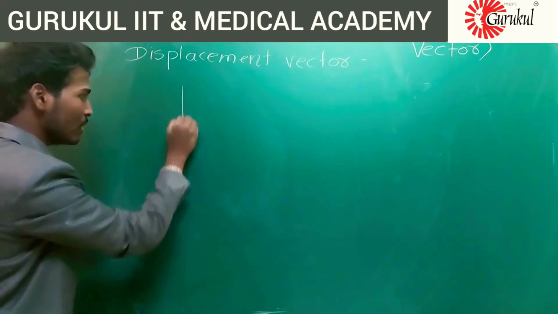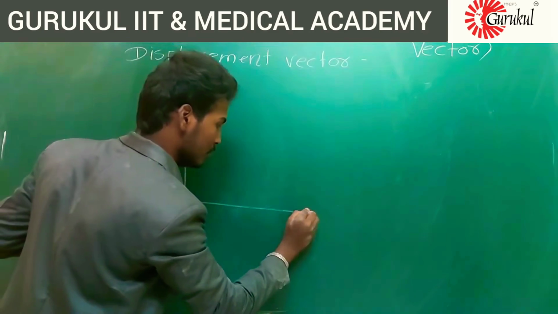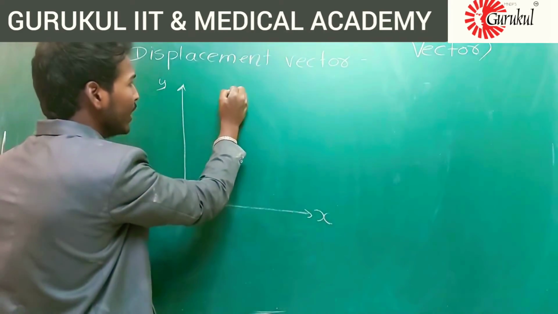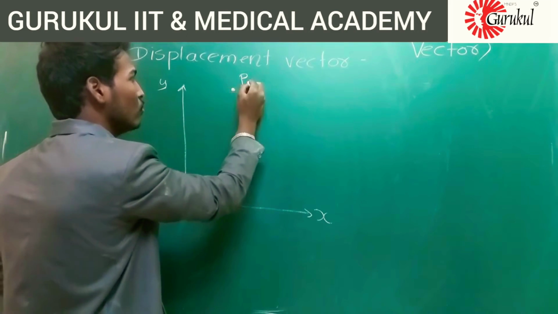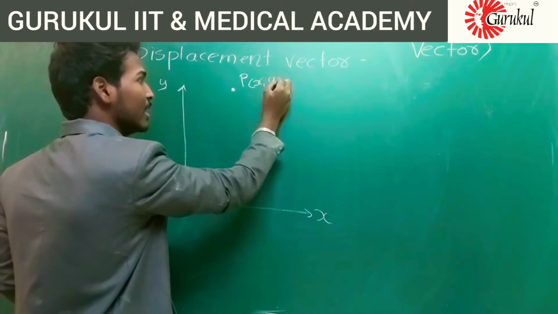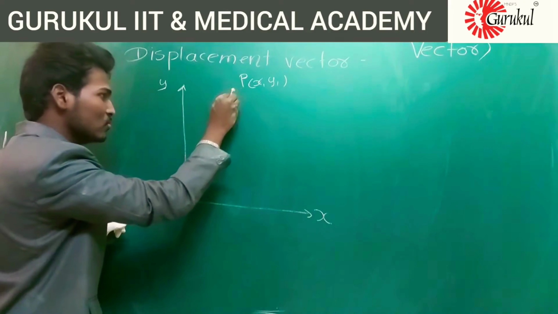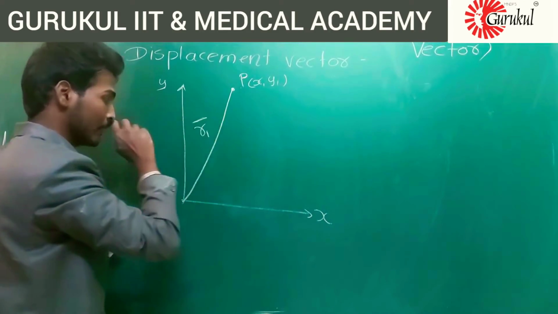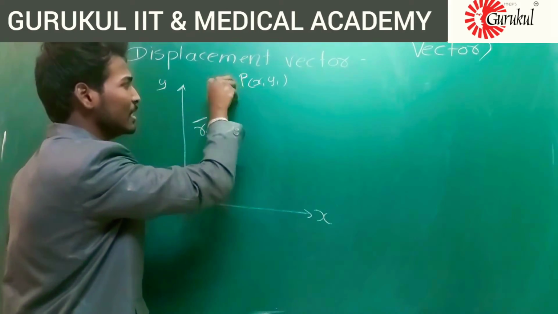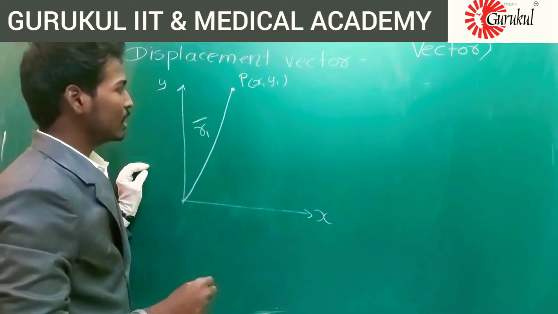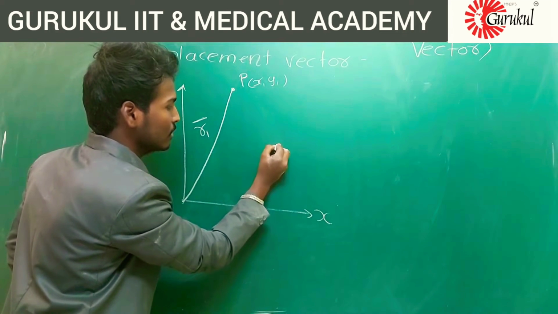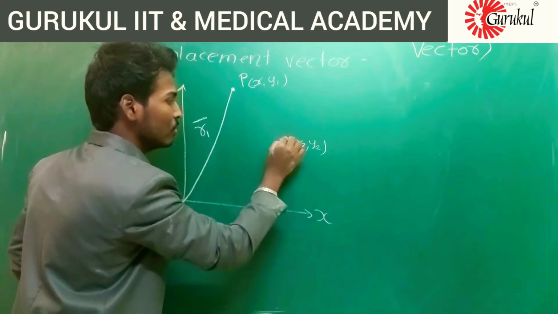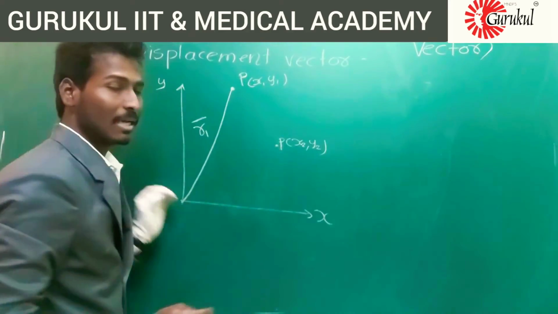Let's say we have this Cartesian plane x and y. Initially our point P or object P was here at coordinate x1, y1. So this was our initial position vector r1 bar. Now let's say this object P moves and comes to the point x2, y2 coordinates. This is our point P after some movement.